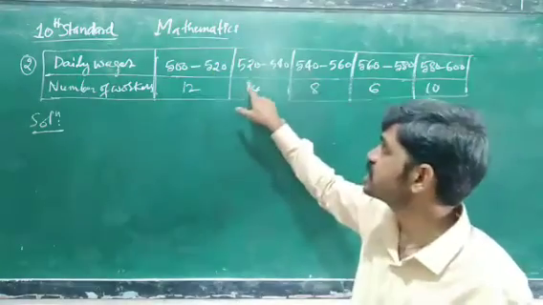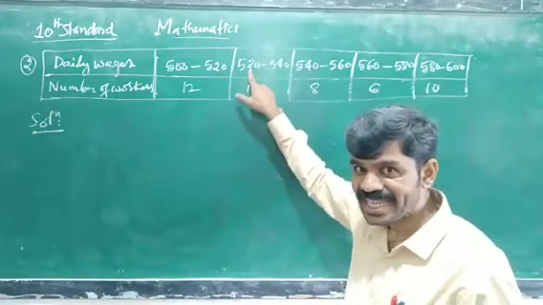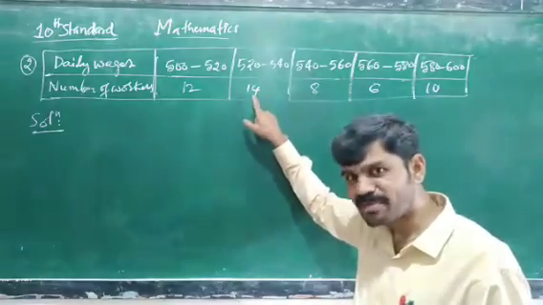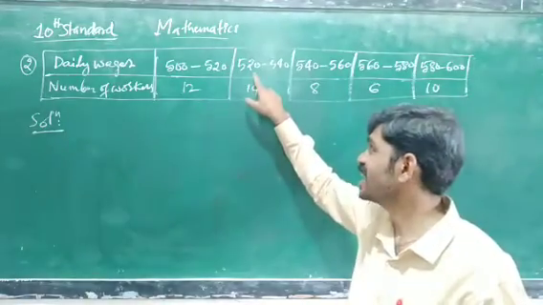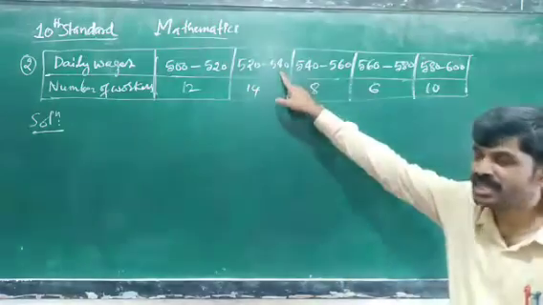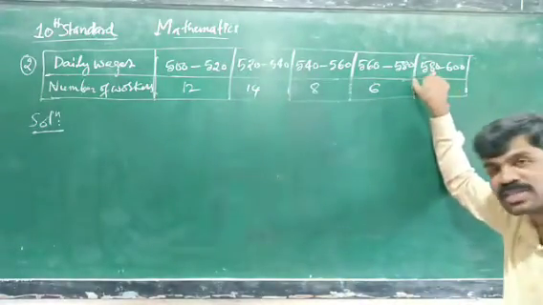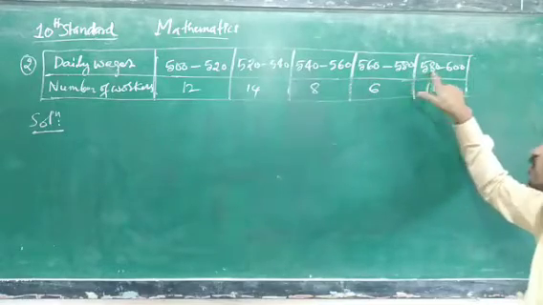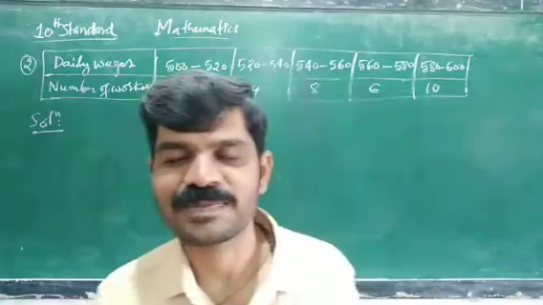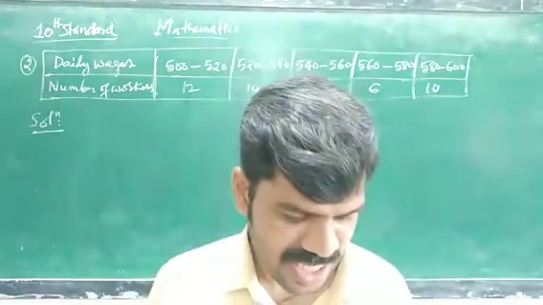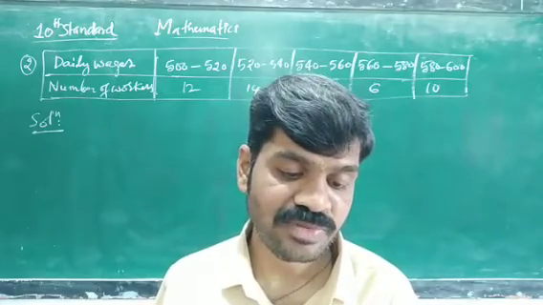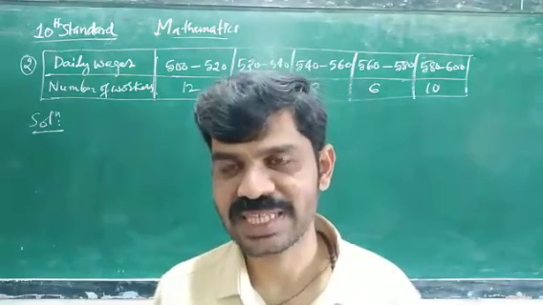The workers who are taking daily wages of 520 to 540 rupees, that is 14 members. 14 workers are taking daily wages of 520 to 540. Likewise, daily wages from 580 to 600, there are 10 workers getting that. If that is the case, find the mean daily wages of the workers of the factory by using the appropriate method.